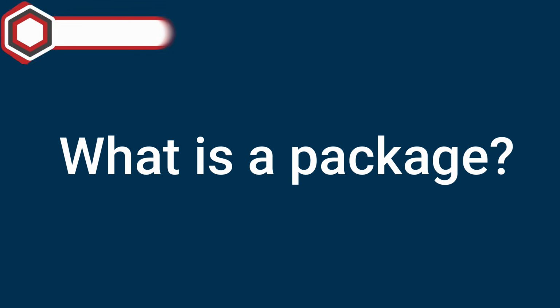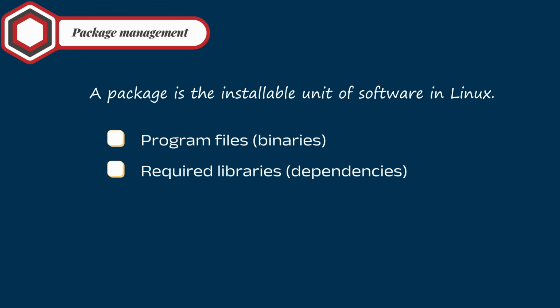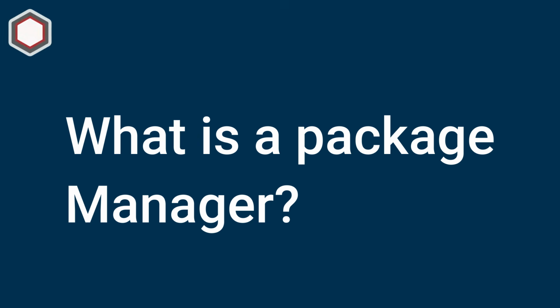So what is a package? A package is the installable unit of software in Linux. It contains program files or binaries, required libraries or dependencies, configuration files, metadata like version, maintainer and description, and installation scripts. So in simple words, it is like a ready-to-install software bundle. It has everything for you to be able to install and run software, the same way that we have setups in Windows.